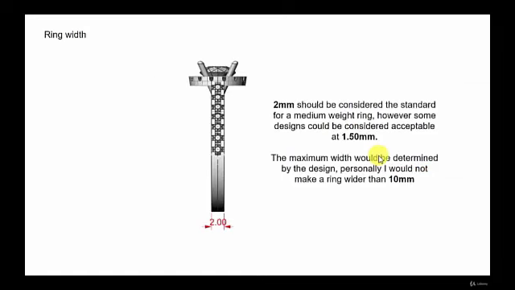The width of the shank, I would say roughly around 2 millimeters. 1.5, I would consider acceptable. You just have to be careful not to make the ring very flimsy, very thin. So if a ring is like 1.2, of course depending on the geometry and the overall look of the ring, in my opinion 1.2 would already be too thin, especially if we're going to set stones on the shoulders.